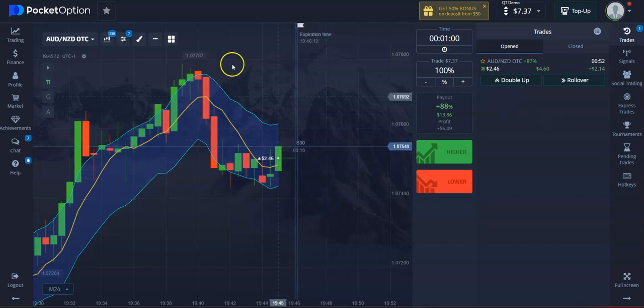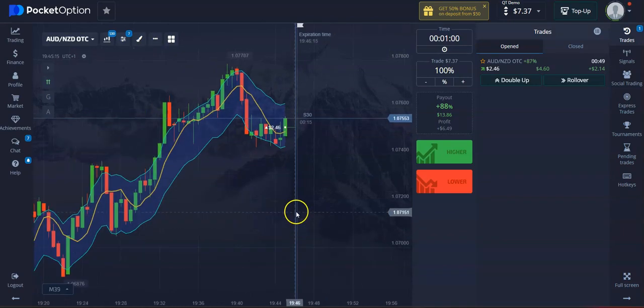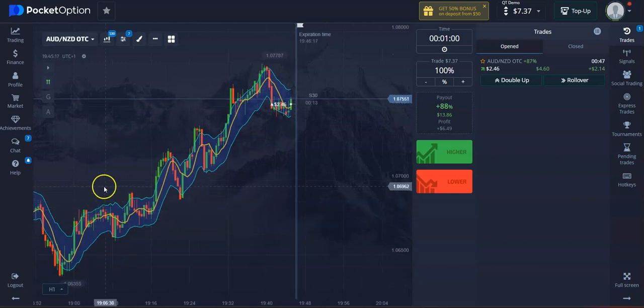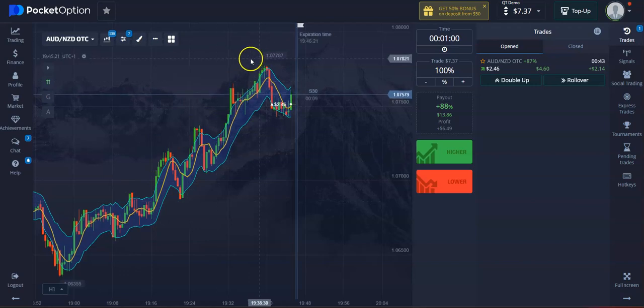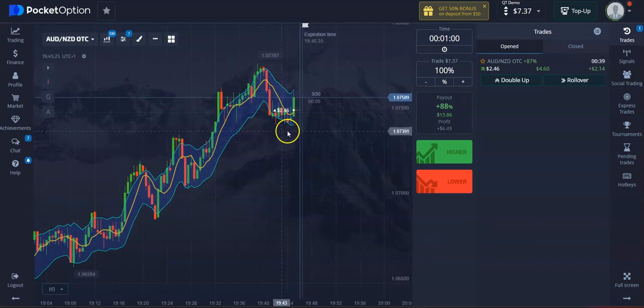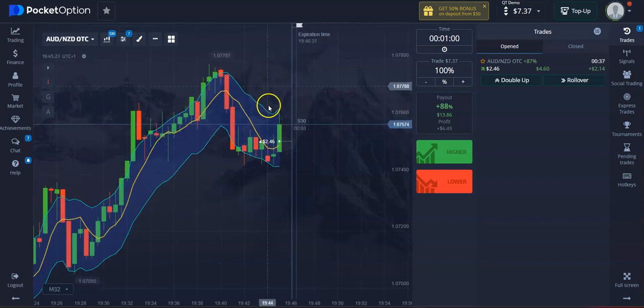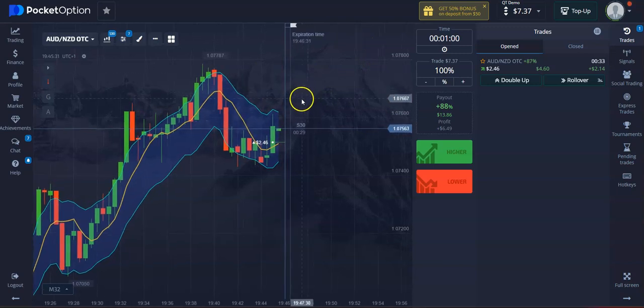Even though this chart is not the best, we're still on the uptrend. It's doing a higher high, higher high, higher high right there, and it's also doing higher lows. So hopefully this is going to be a continuation to the upside and we are going to profit from this trade.